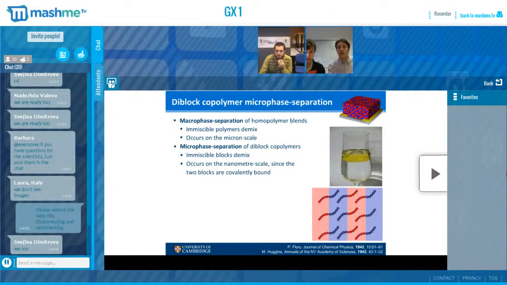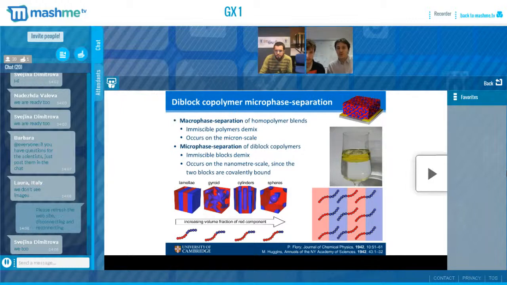Depending on the volume ratio of these two blocks, the blue and the red block, you can get different morphologies. As you can see in this slide, for symmetric blocks you get lamellae, and for really asymmetric blocks you can get either cylinders or spheres. And in between, we get this really interesting gyroid morphology.